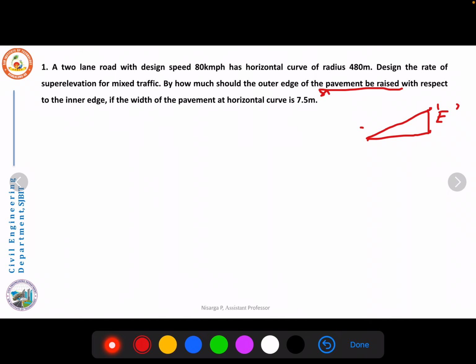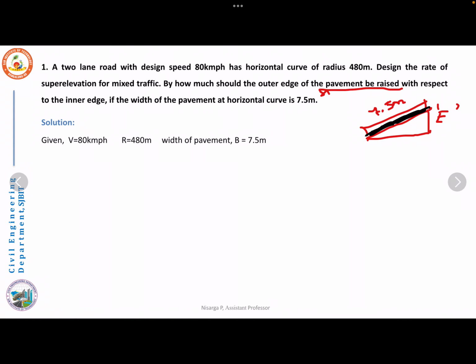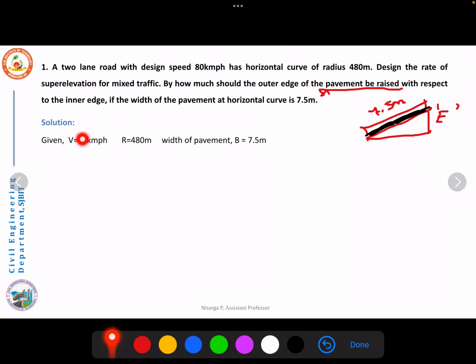So here they have given the width of the pavement as 7.5 meters and we need to determine what is the raise of pavement with respect to the horizontal. So now first we will design the superelevation. The data given is V equal to 80 kmph, radius of curve is 480 meters, and pavement width is 7.5 meters. The first step will be to design the superelevation for 75% of the design speed.